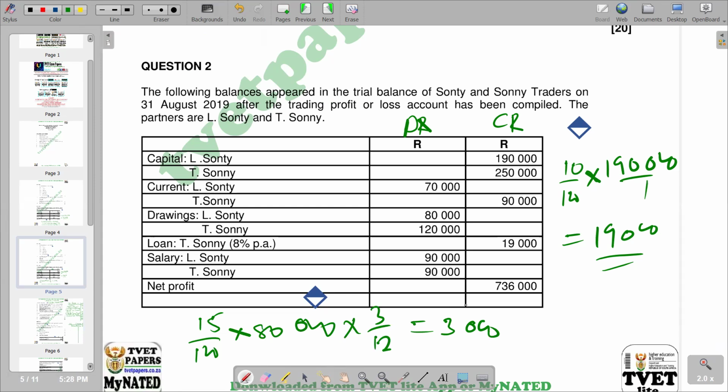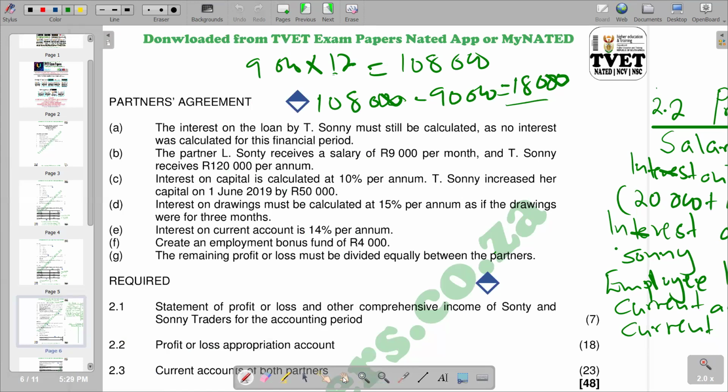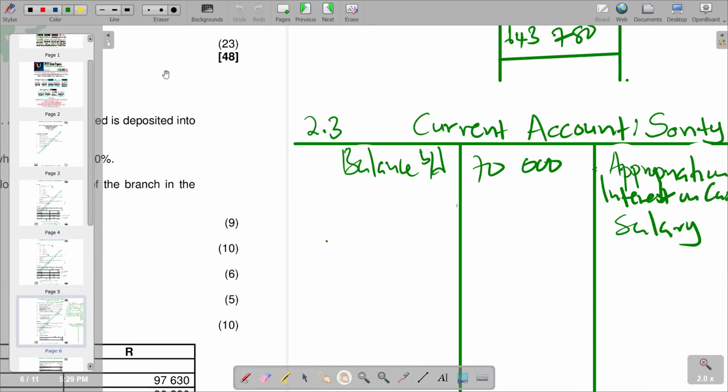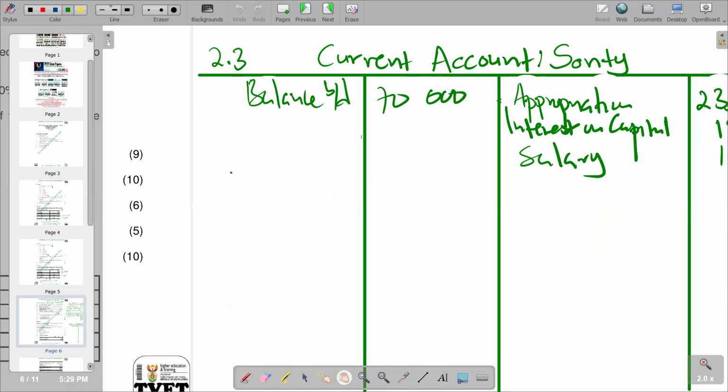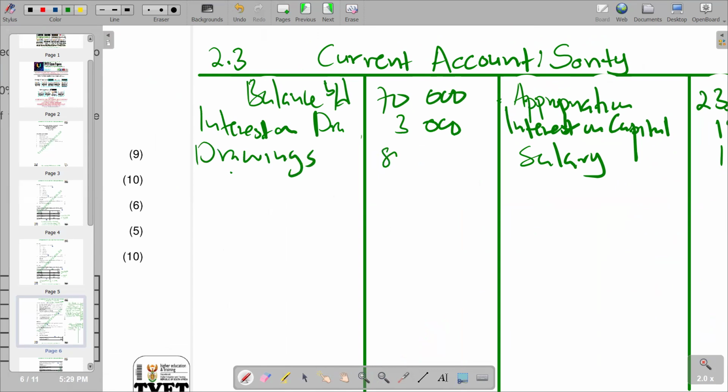So interest on drawings is supposed to be on the debit side of the current. And we also take the whole figure for Sonty for drawings, 80,000 also. It should go to the debit side. So interest on drawings and the whole amount for drawings should also go to the current account, but they go to the debit side. So we go there and adjust them as such. We go to the debit side. We are saying interest on drawings, and then the amount that we have is 3,000. And then we are saying the whole drawings figure also should come here as 80,000 on the debit side.